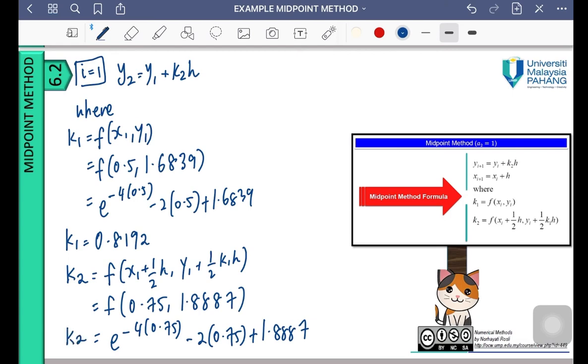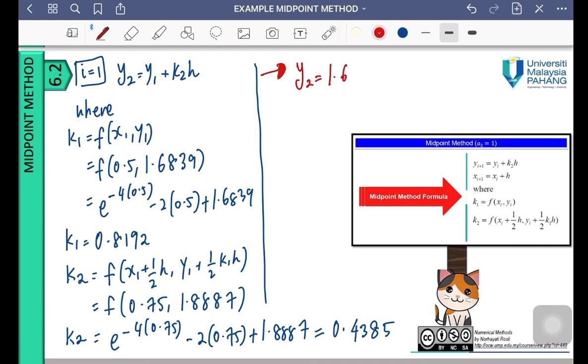Okay, so from here you may get your K2 is equal to 0.4385. Because of that, we can update the function value here using midpoint, so y2 is equal to y1. Previously y1 is 1.6839, and then we add our k2, 0.4385, multiplied by the step size 0.5. So here you should get your y2 equal to 1.9031. Okay, this is for y2.